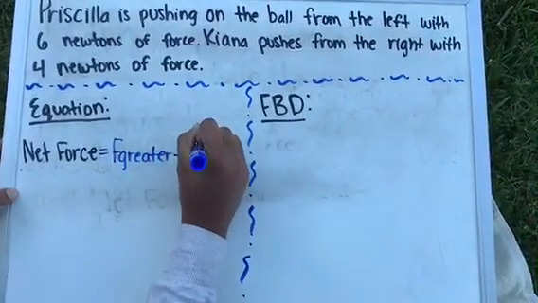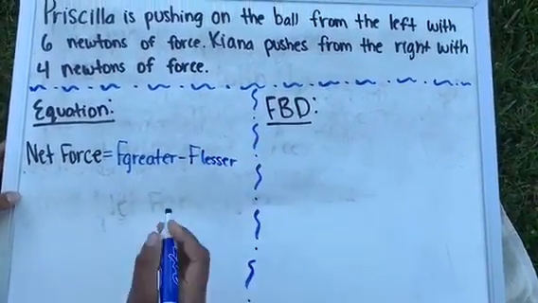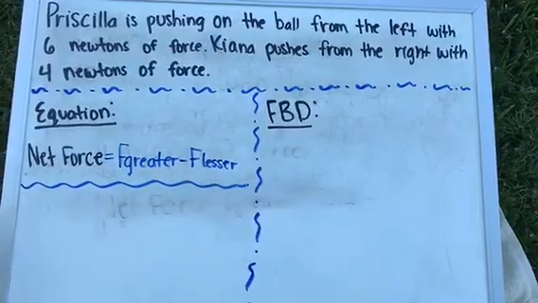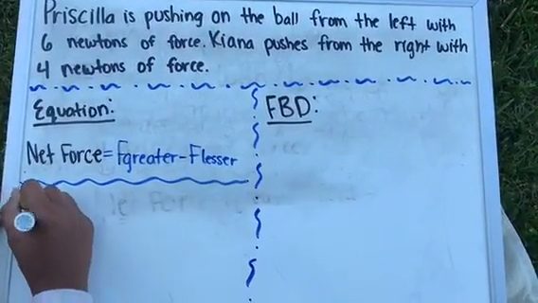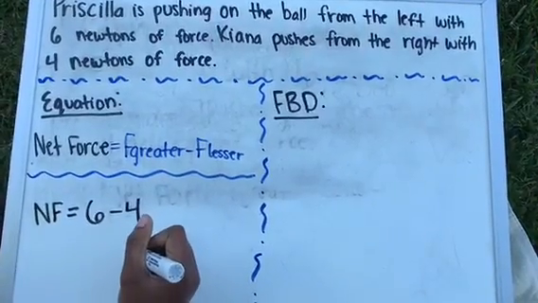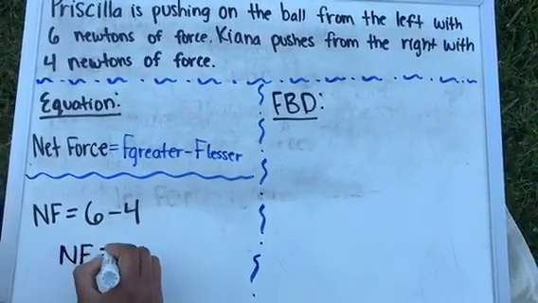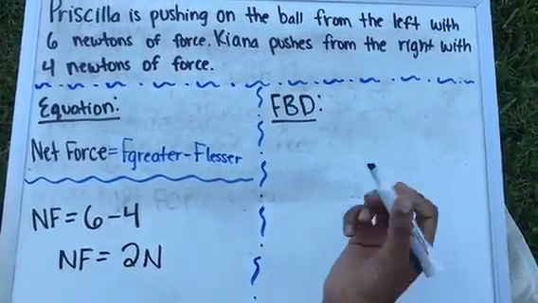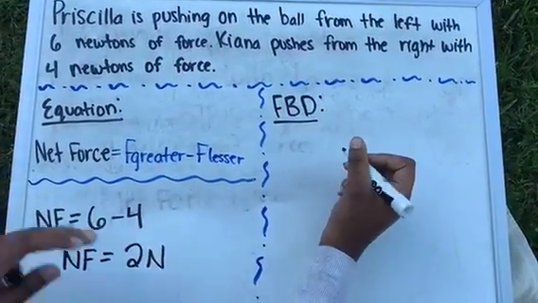So why is Priscilla stronger than Kiana in pushing this ball inward? So to find out the answer to this question, you'd have to find the net force. And you can do that by subtracting the lesser force from the greater force. In this demonstration, Priscilla had 6 newtons of force and Kiana had 4 newtons of force. If you subtract these two, the resultant net force would be 2 newtons.